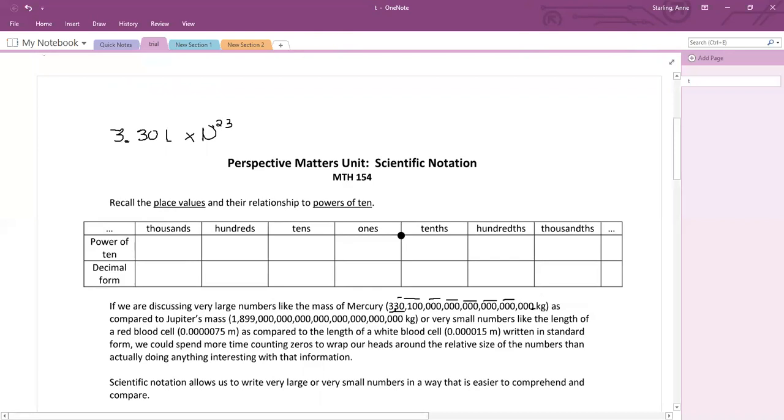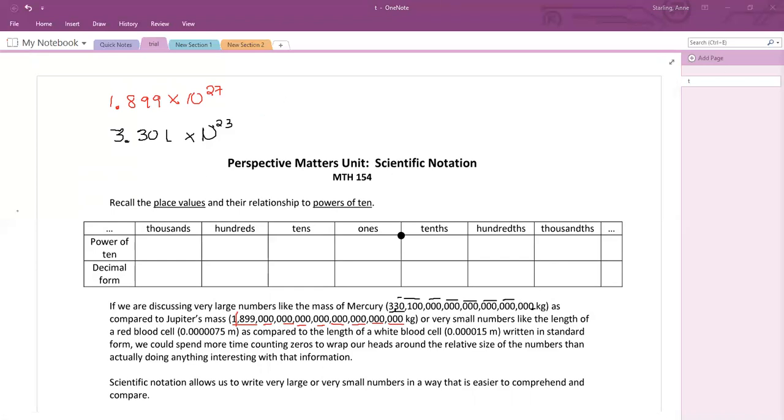Now, if I go down to Jupiter's mass and count those, again we start with one number before the decimal. I'm going to write Jupiter as 1.899, and then we count how many places we move the decimal over: 3, 6, 9, 12, 15, 18, 21, 24, 27. So Jupiter is actually to the 27th. That's a power of 10 to the 4th larger, so 10,000 times bigger, but it wasn't as easy to compare them.